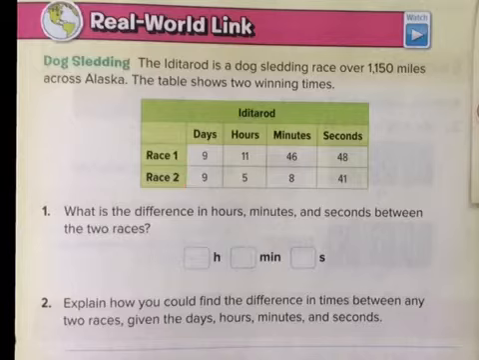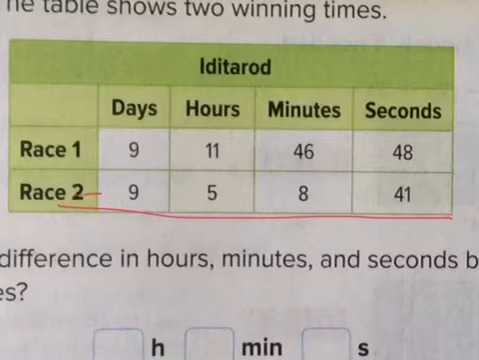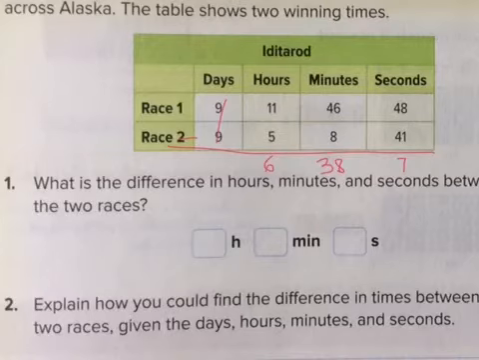Remember, when we look for the difference, boys and girls, we subtract. I can use this as my equation, where I draw my line across and my subtraction sign. Over here I see a difference of 7 seconds. Over here a difference of 38 minutes. Here a difference of 6 hours, and 9 and 9 cancel each other out. So the difference would be 6 hours, 38 minutes, and 7 seconds.